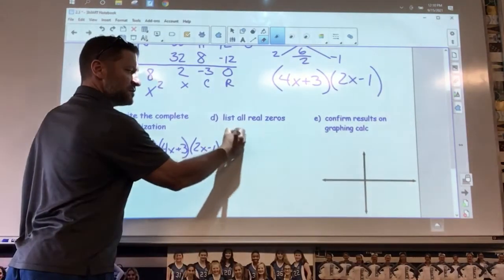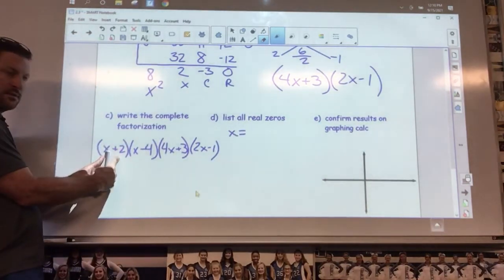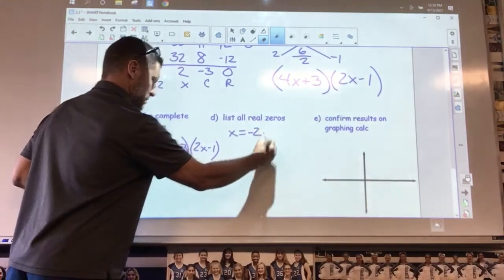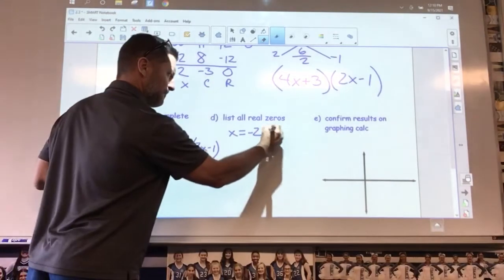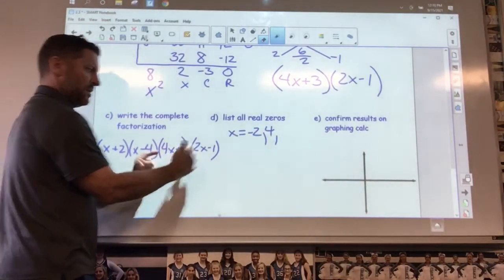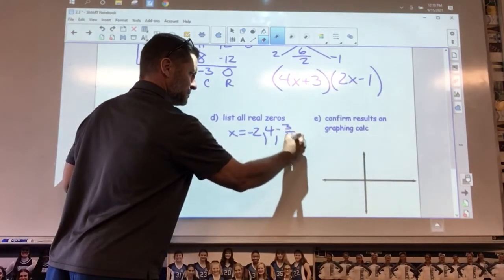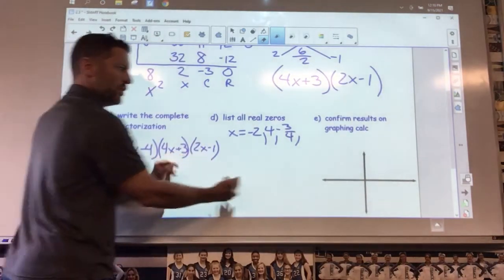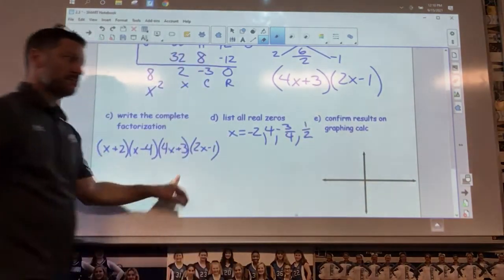List all real zeros. X equals negative 2, positive 4, negative 3/4, 1/2.